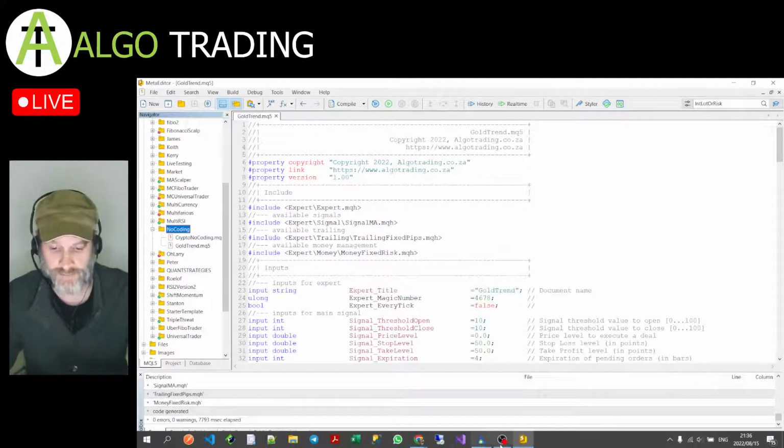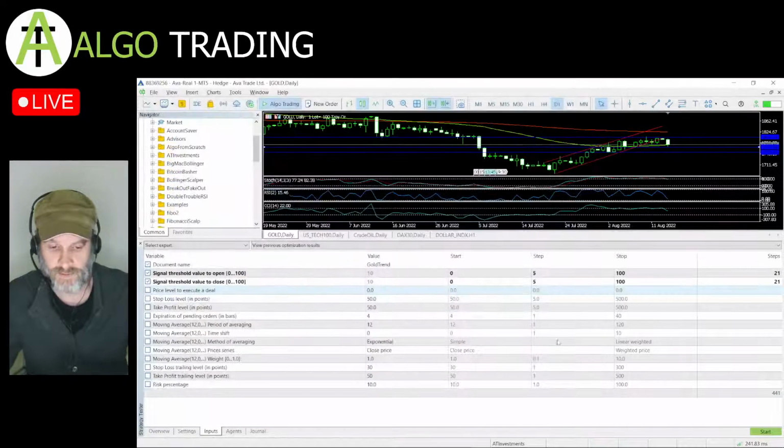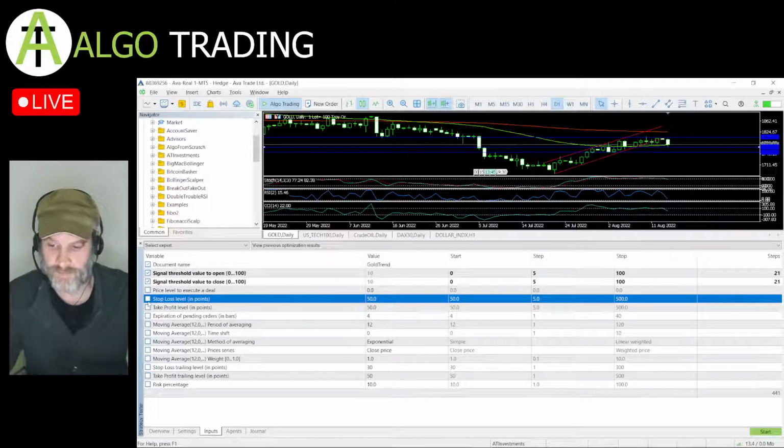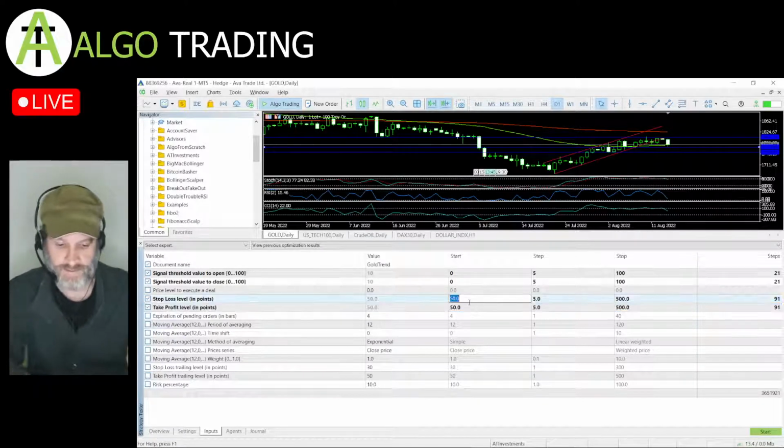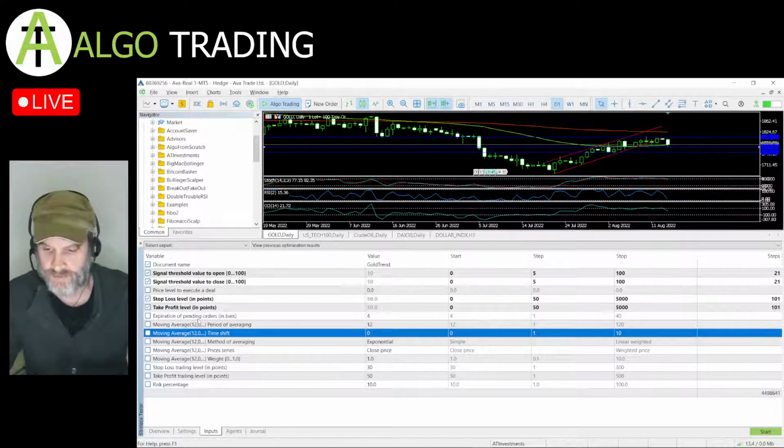So if we go back to our settings, we'll say stop loss, we'll start at 0, and 0 is we don't want a stop loss. We'll go up in steps of 50, and we'll go to 5,000, I think. Okay, expiration, pending orders, we're not going to do pending orders, so it doesn't really matter.